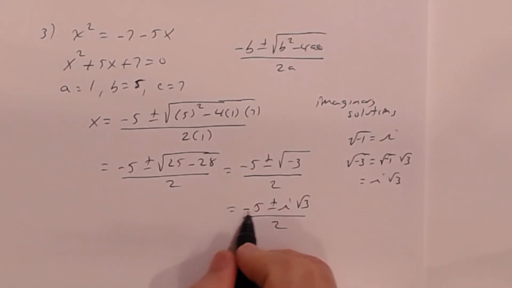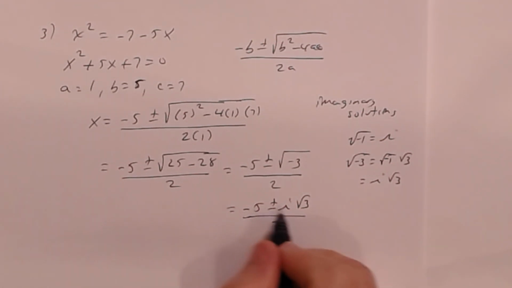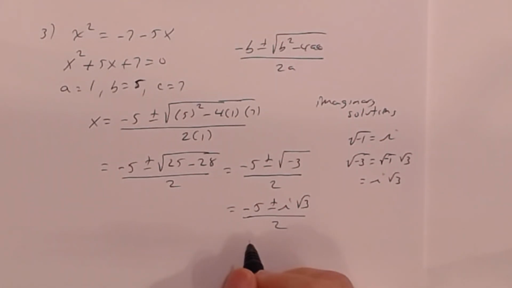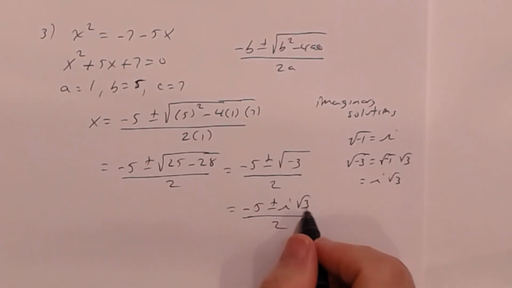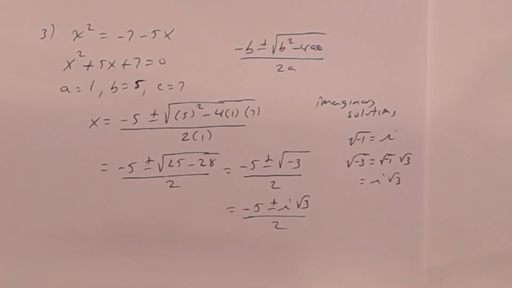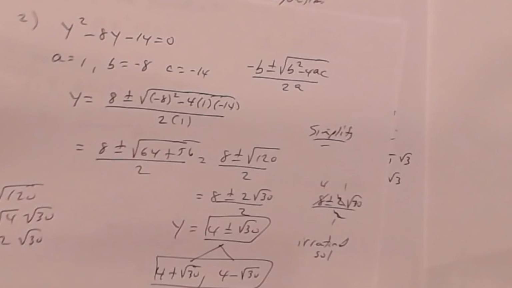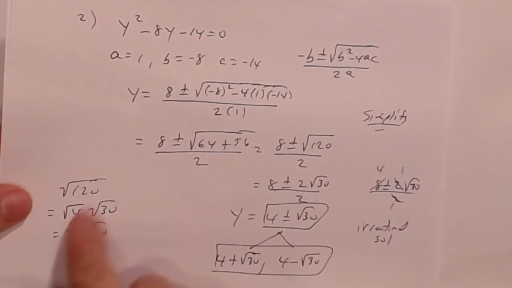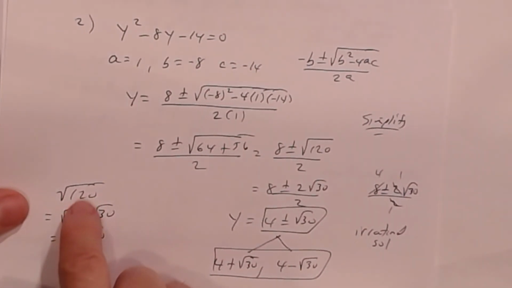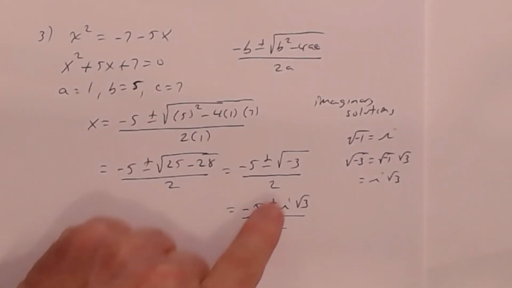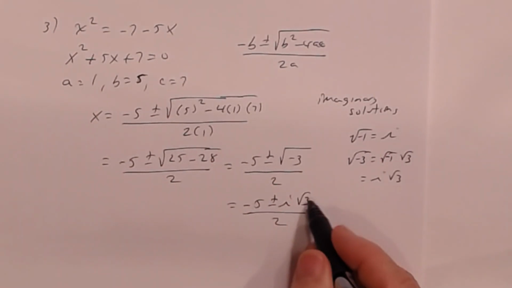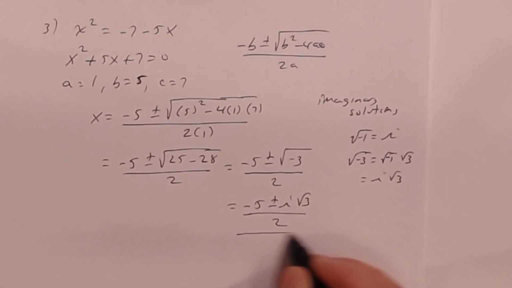And make sure that negative is with the 5. Don't put it out in front. And I cannot simplify anything, so that's it. And I cannot simplify the square root of 3. See, in number 2, I was able to simplify the square root of 120 because there was a perfect square other than 1 that went into 120. Here, the only perfect square that goes into 3 is 1. So that's it. You're done.